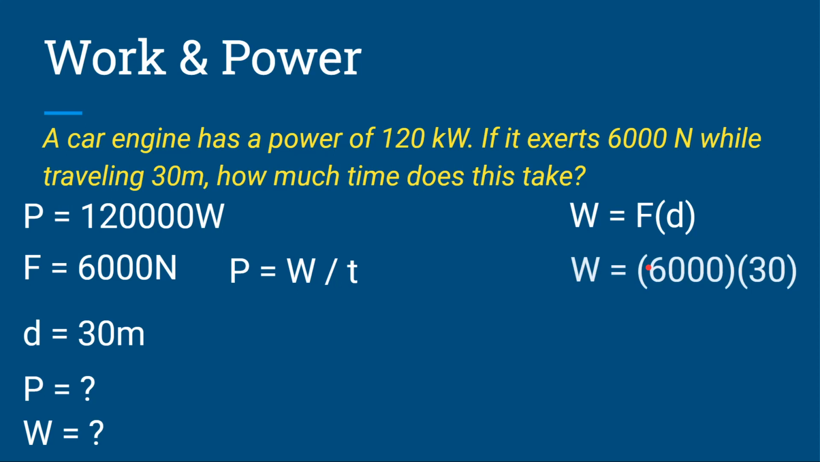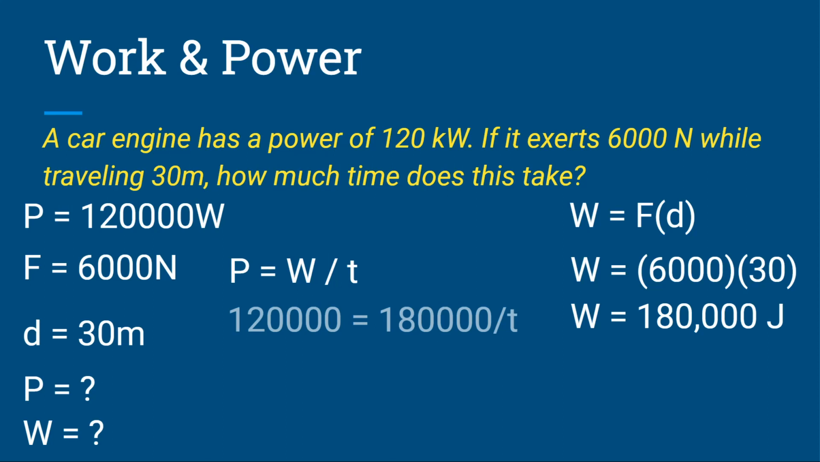So my work equation, force times displacement, I have those two numbers, 6,000 times 30 is 180,000 joules. Okay, so that is the amount of work. If I substitute and plug that into my equation over here for power, I get this. Here's my power, 120,000 equals 180,000 divided by T.